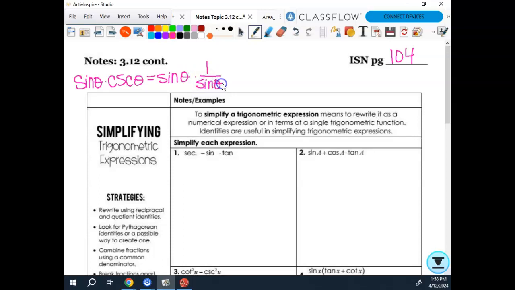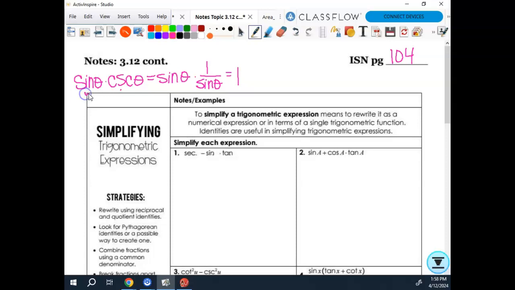And then if I multiply sine theta by 1 over sine theta, that gives me sine over sine. And what is sine over sine? 1. Okay, so this equals 1. And that is because sine and cosecant are reciprocals of each other, and that's how a reciprocal works. The reciprocal of 2 is 1/2. 2 times 1/2 is 1. The reciprocal of 5 is 1/5. 5 times 1/5 is 1.